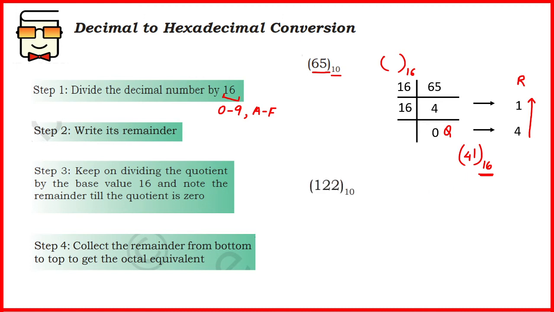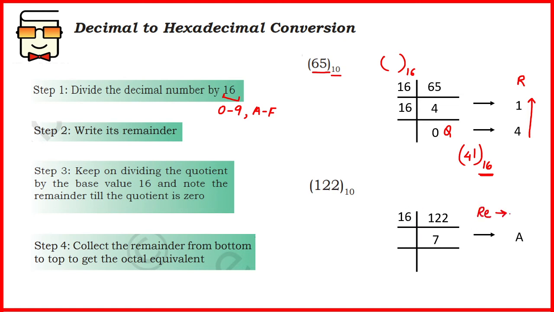The second question is the decimal number 122. Again we'll follow the same process. We'll divide 122 by 16, you get 7. Now when you divide 122 by 16, you get the remainder as 10.